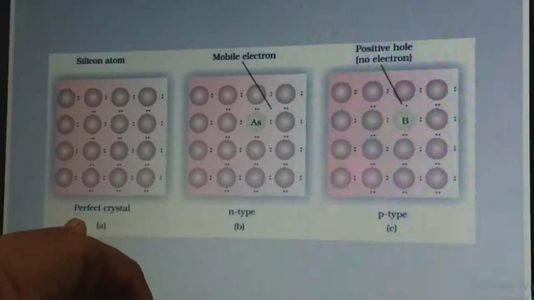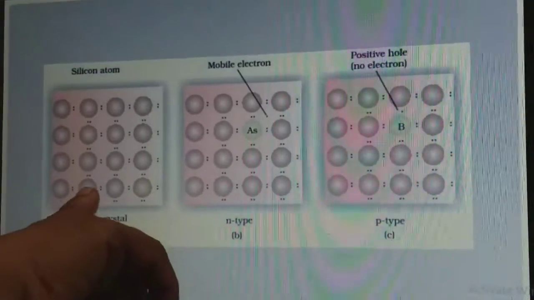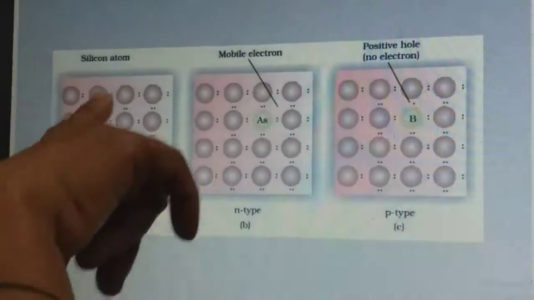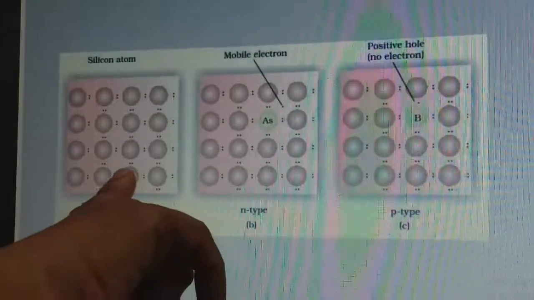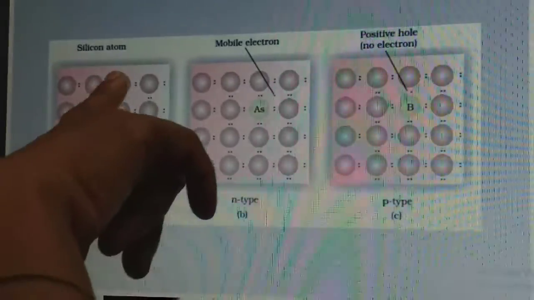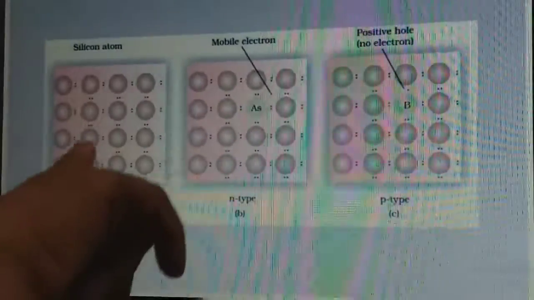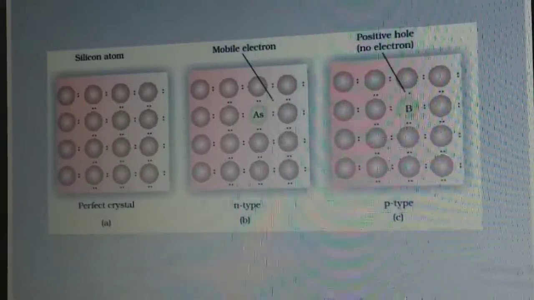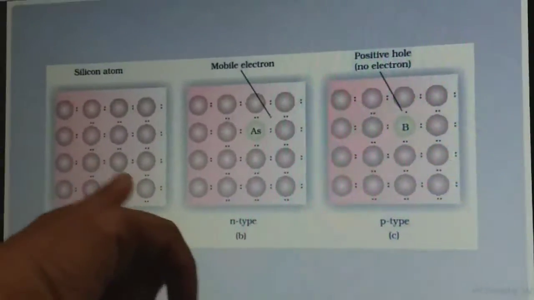You take silicon or germanium, it is a perfect crystal. Each round is nothing but silicon. This is one silicon, silicon, silicon, everywhere silicon. And one silicon is in contact with how many other silicons? You see 4, on all the sides, 4. Suppose you take this silicon, this side silicon, silicon, silicon, silicon, and 4 covalent bonds are formed.